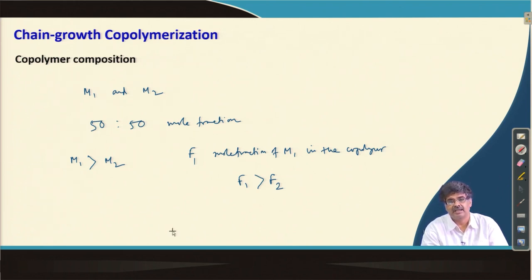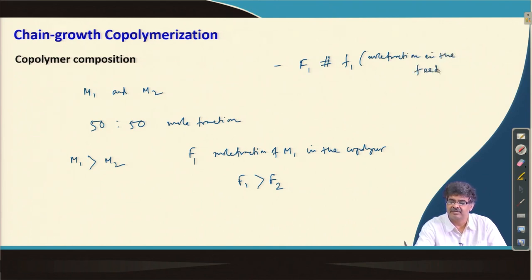As a result, there could be a difference in composition during the polymerization. Maybe in the beginning, when they are equal mole fraction, 50-50, the resulting polymers will have more of M1, but later on, as more M1 gets consumed, the reaction mixture will have more M2. So the later polymers will have more M2 in the polymer structure. So we can have differences in the monomer concentration in the copolymer compared to the feed. F1 may not be equal to f1, f1 being the mole fraction in the feed composition. If we talk about 50-50, f1 will be 0.5. So that is one possibility.